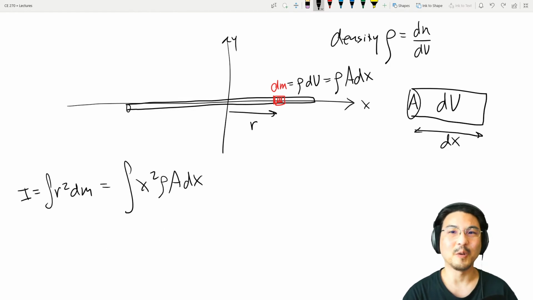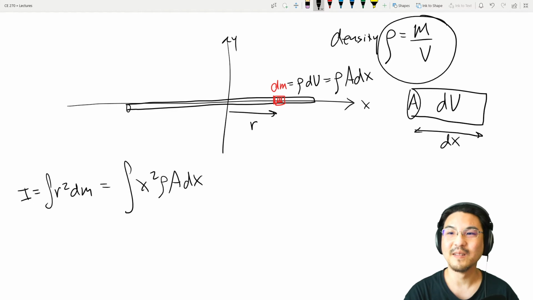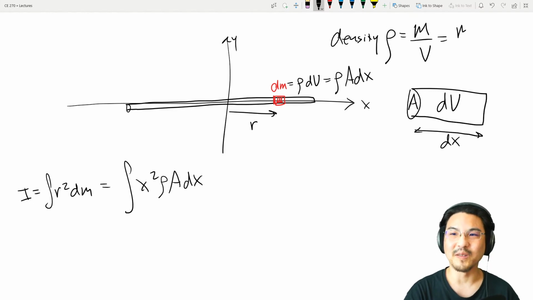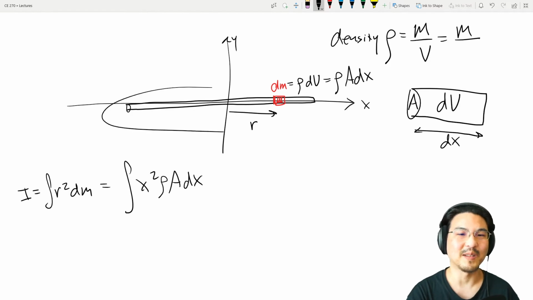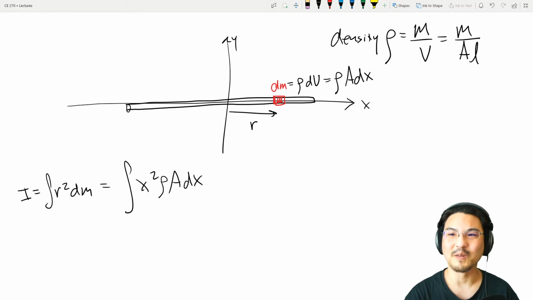And if it is indeed homogeneous, where the density is constant, then it's not just differentially true. Overall, the total mass over the total volume, that's the density. And then again, the volume can be the cross-sectional area times the entire length of this bar, L. So the volume is the cross-sectional area times the length. And if you look at what I just wrote here, rho is mass over the area times the length.